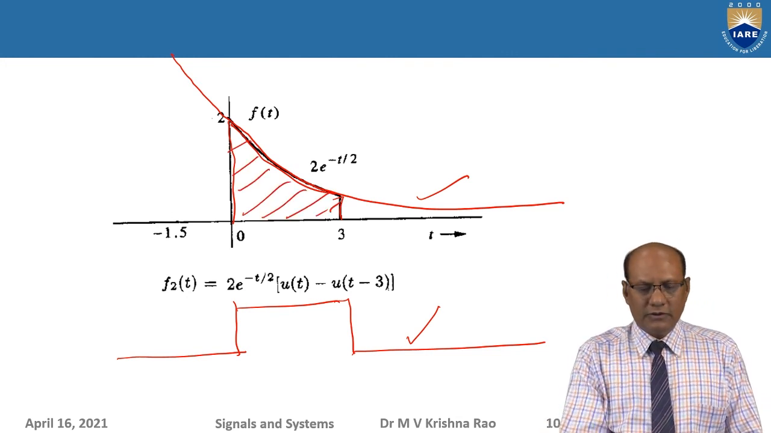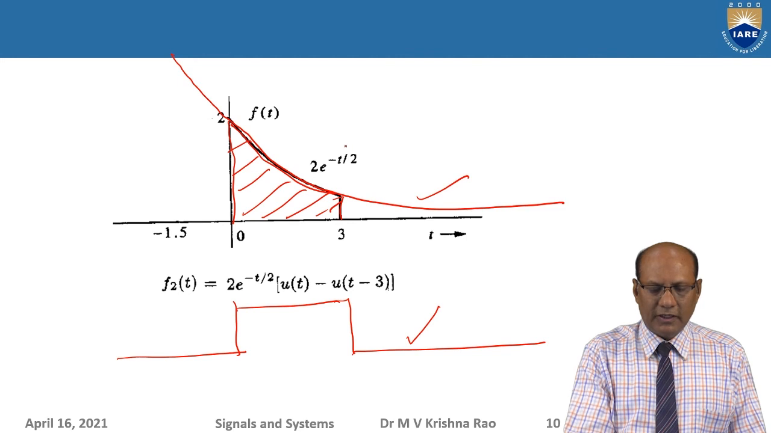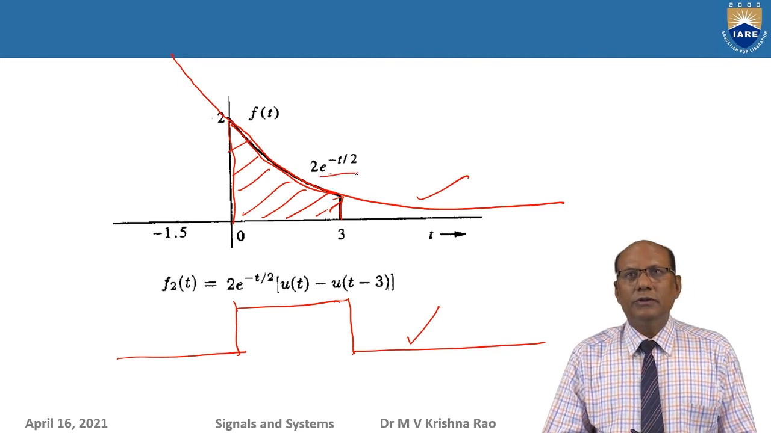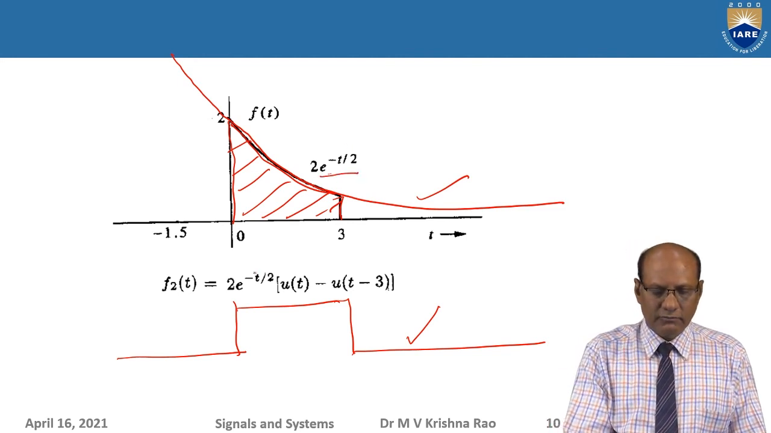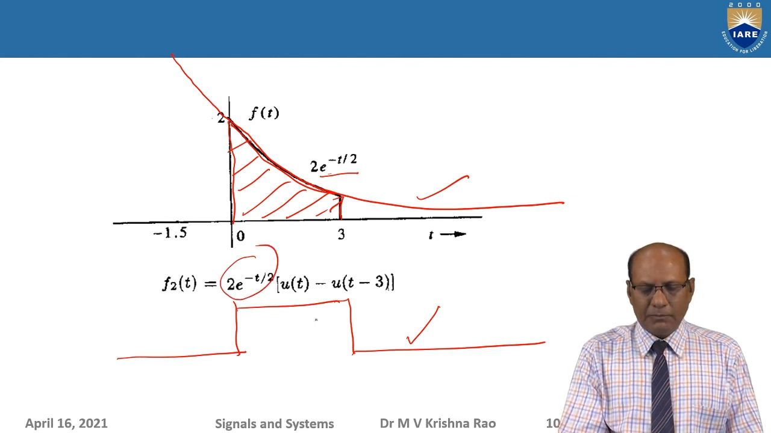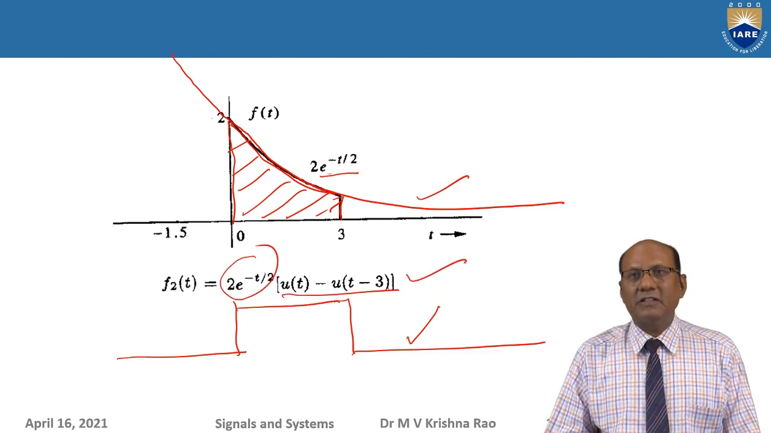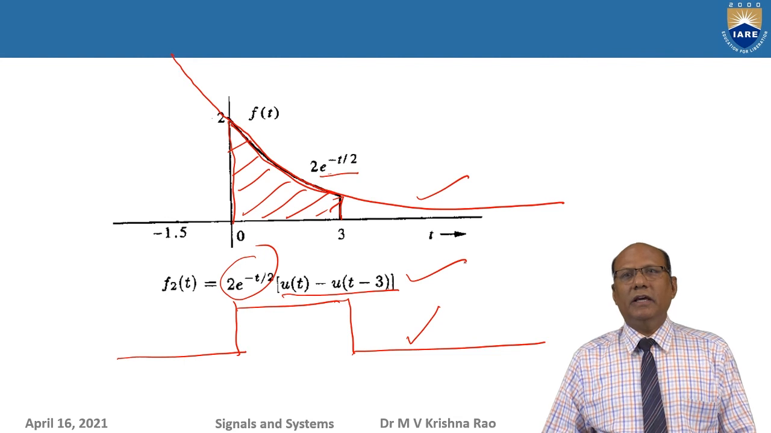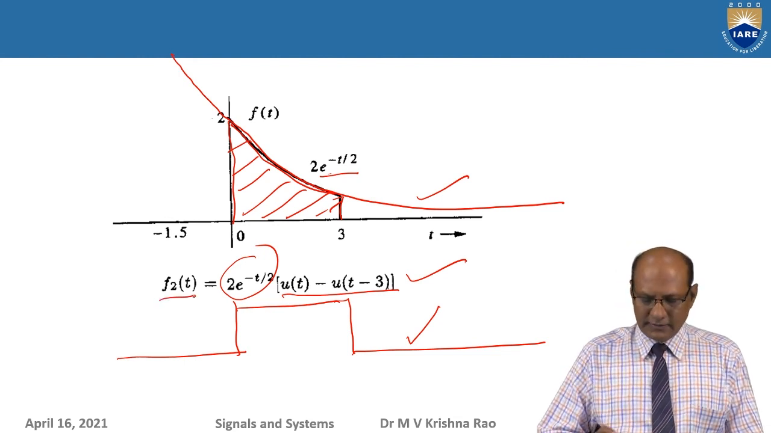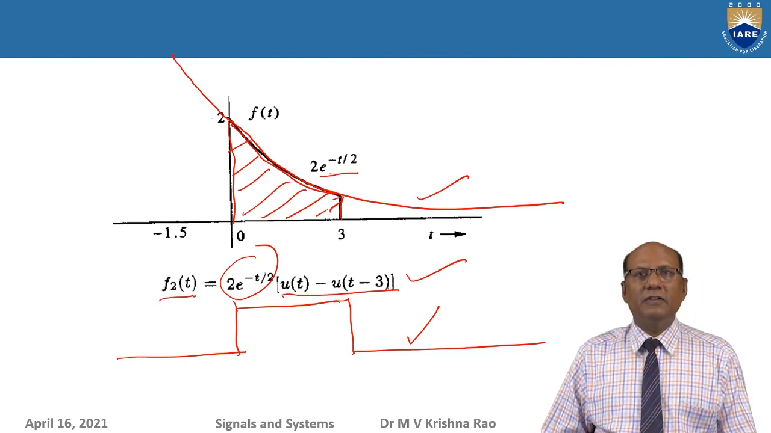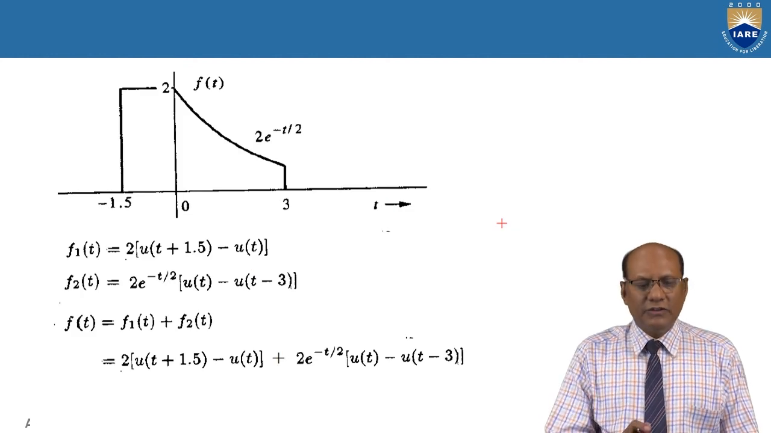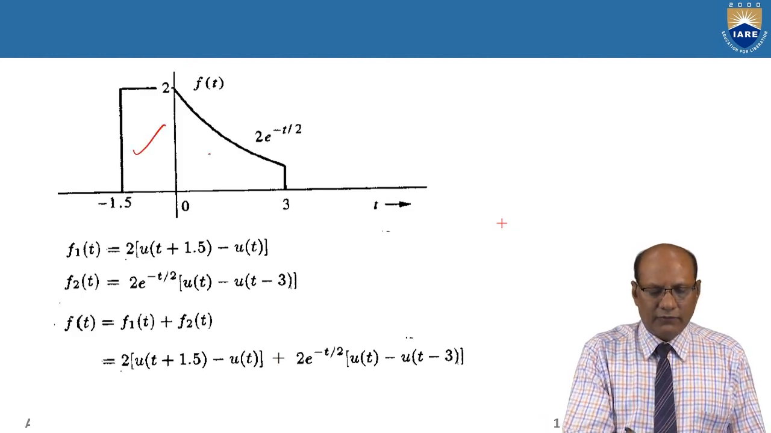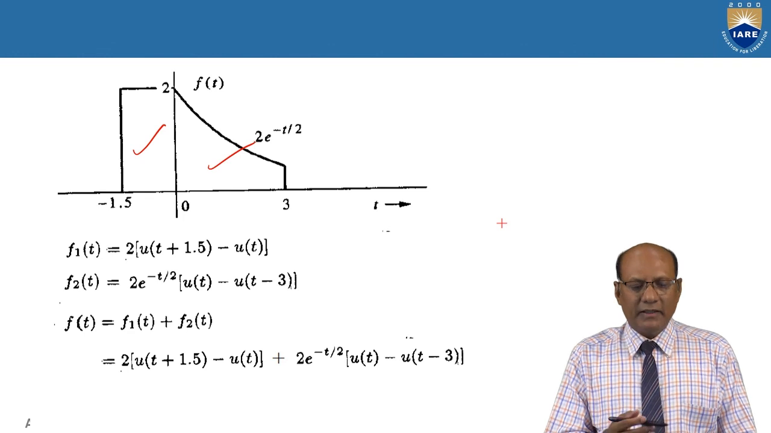Okay, so this shape is given by 2 e to the power of minus t by 2. So this is what you have, multiplied by the pulse between 0 and 3. Okay, so that's why I will get f2 like this. The first one is f1, this is f2. And if I combine these two, I have f1 here, I have f2 here. So I am getting another shape.